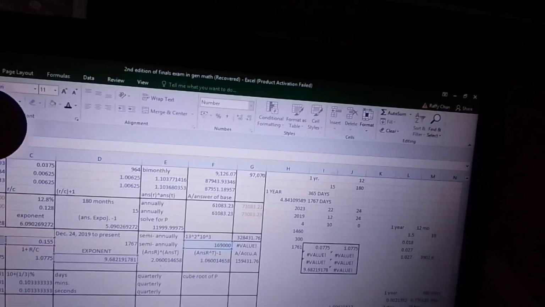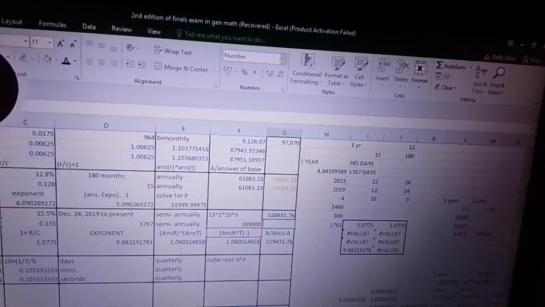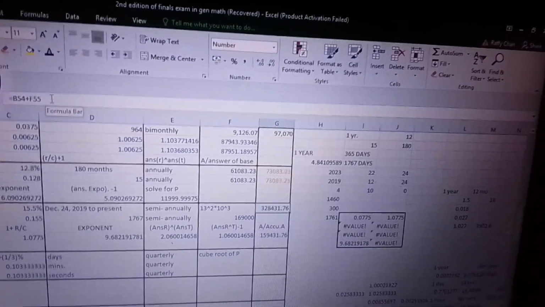Wait lang ha. There might be a bit of a problem. Pero never mind. Okay na yan. Basta what is important, we already got the answer. Okay? So we should get this answer in future amount. So yun lang.